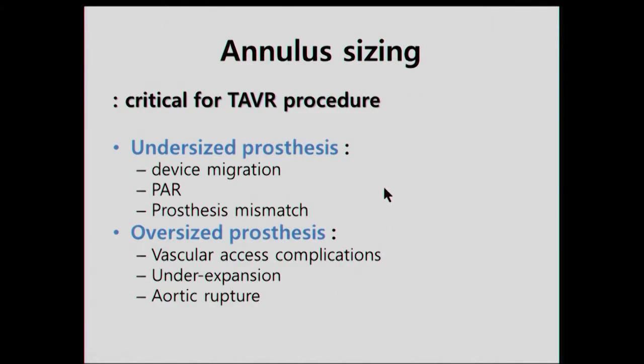Above all things, annulus sizing is the most important thing, because if we deploy an undersized prosthesis, device migration, paravalvular AR, and prosthesis mismatch are worrisome. When it comes to an oversized prosthesis, vascular access complications, underexpansion, and aortic rupture are worrisome.